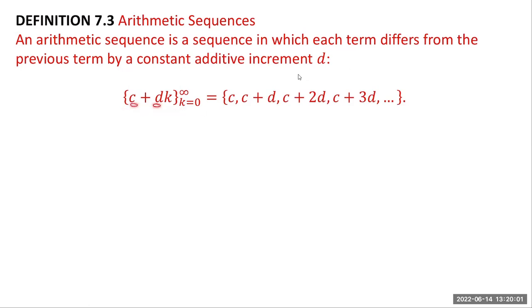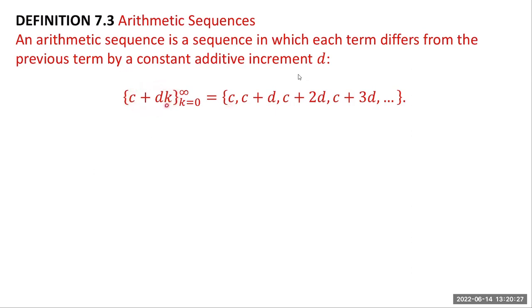And here is the general form of an arithmetic sequence. c and d are constants here. c plus d times k, where k goes from 0 to infinity. Again, the starting index is 0. We take our starting index to be 0 when we deal with arithmetic sequences in general. So this means to get the first term, you plug in k is equal to 0. If you plug in k is equal to 0, you just get c. So the first term is c.